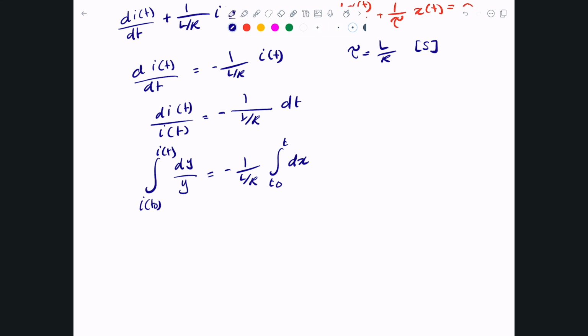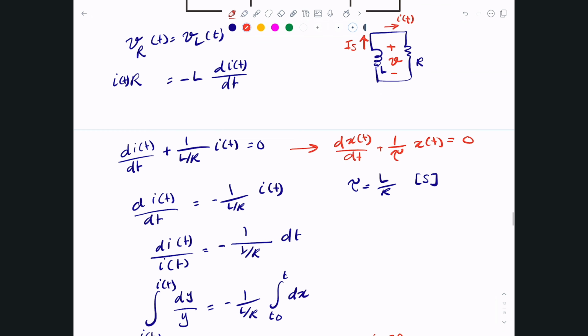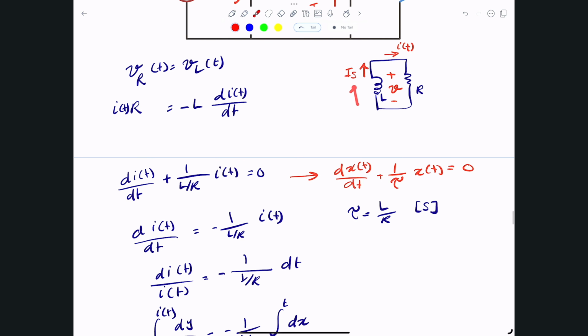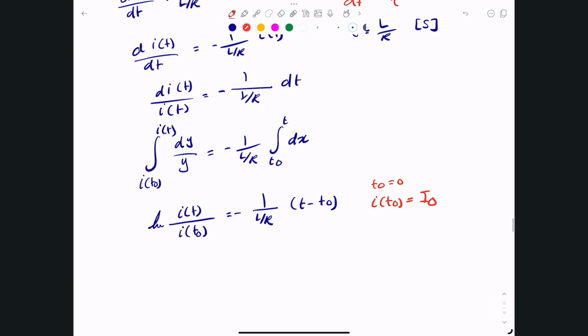And then what we have in here is simply the logarithm of i(t) divided by i(t0) equals negative 1 divided by L/R, and that here is t minus t0. And for the sake of simplicity, we'll assume that t0 is simply 0. And the i(t0), well, we can call it I0, and we know in our case, if you think about it in here, this is i_s, and this is i(t).